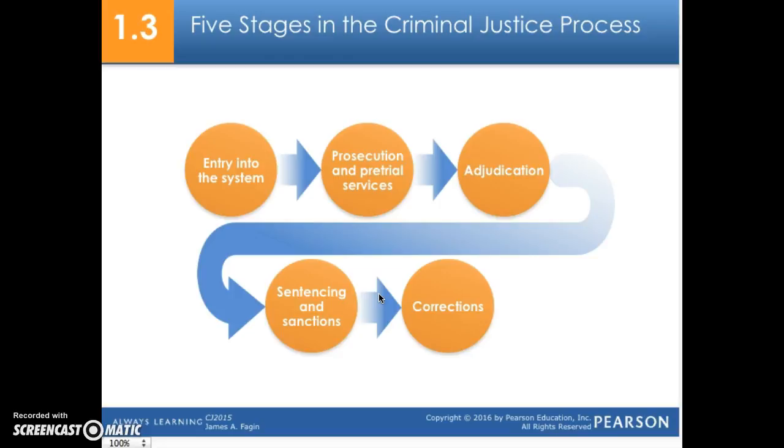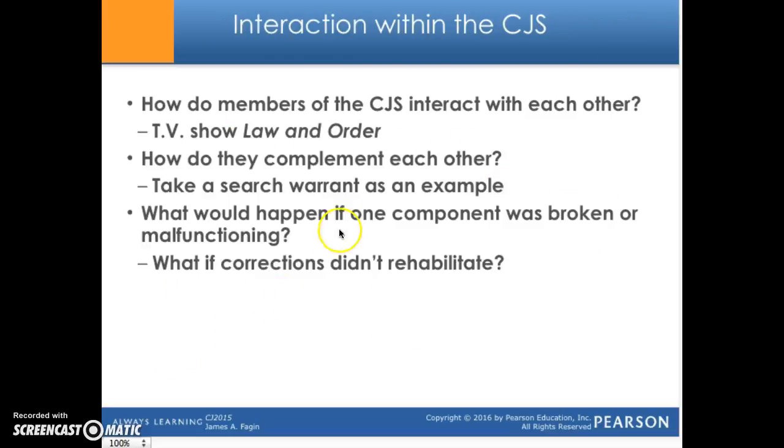So in some states that have a parole system, an individual may serve a percentage of his time, and then based on his behavior, may be eligible for early release and then placed on parole. Okay, so this is basically the 5 stages of the criminal justice system.